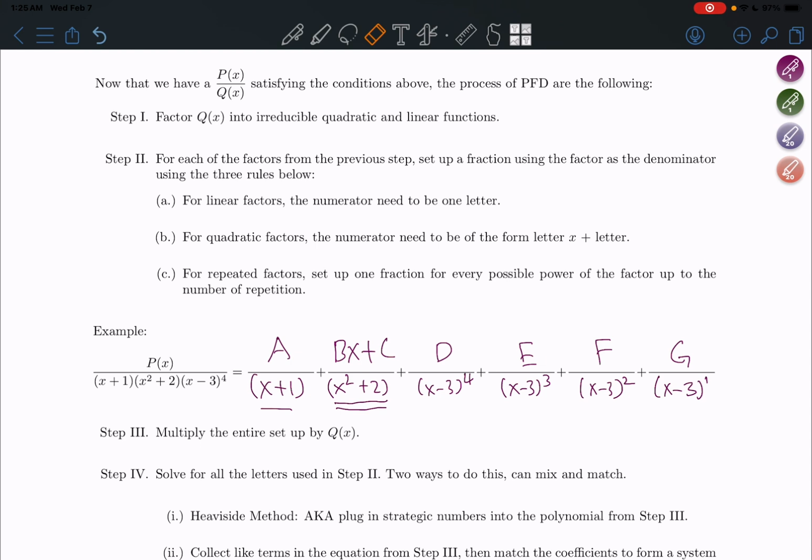So all of this is just setting up the letters, setting up the question. This is typically what I refer to as the setup step. So step number 2 is the setup.